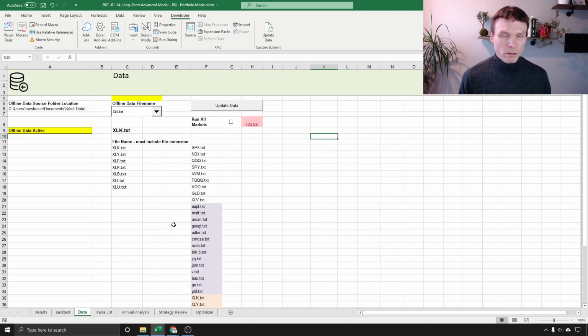But what I want to do is get my free lunch. I want to get my portfolio. So, a new feature that has just been introduced in this model.